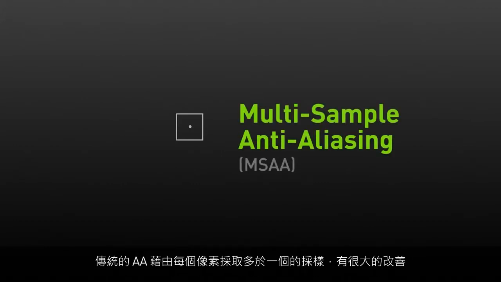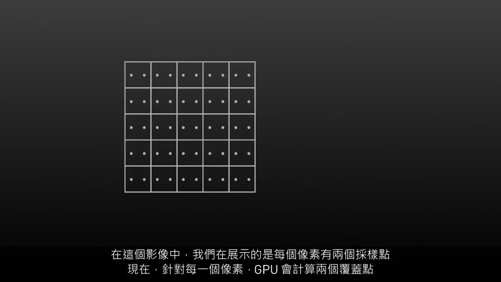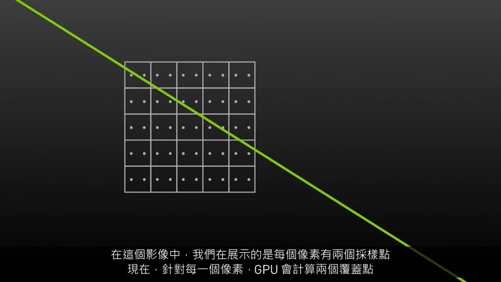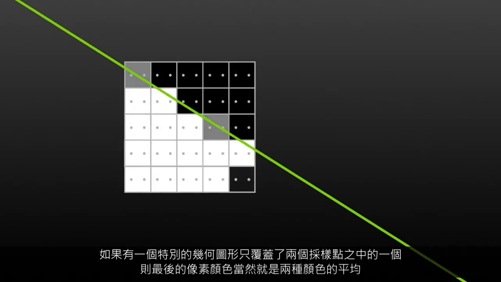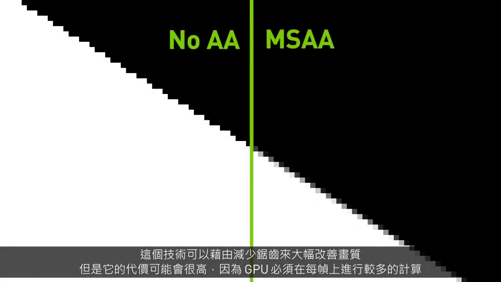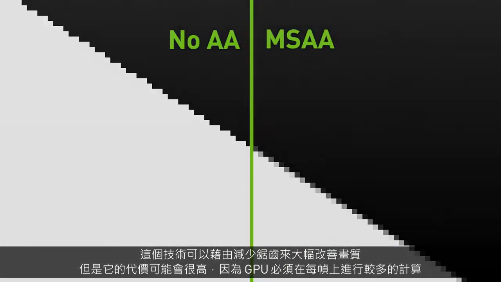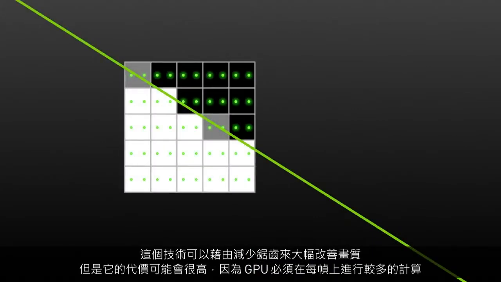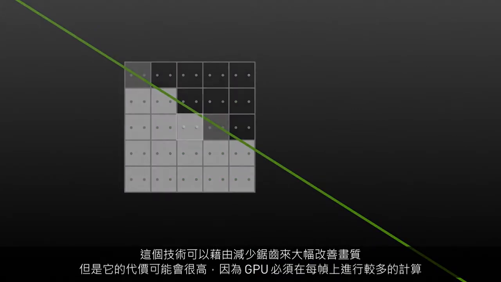Traditional AA improves this a lot by taking more than one sample per pixel. In this image, we're showing 2 sample points per pixel. Now for each pixel, the GPU calculates 2 coverage points. If a particular geometry covers only one of the 2 sample points, then the final pixel color is of course the average of the 2 colors. This technique dramatically improves image quality by reducing jaggies, but the cost can be high as now the GPU needs to do more calculations on each frame.